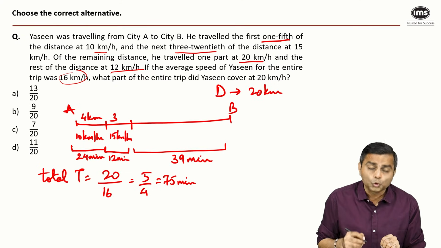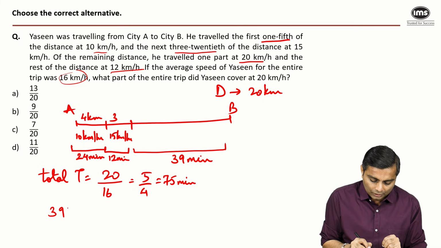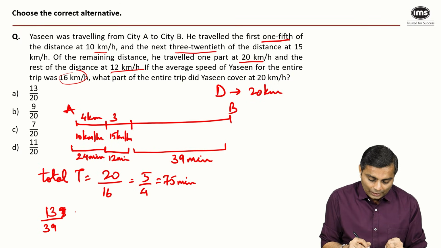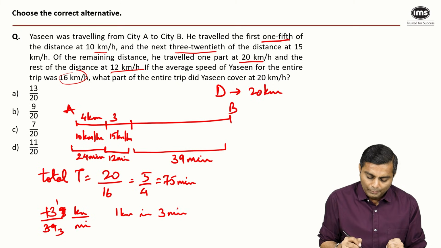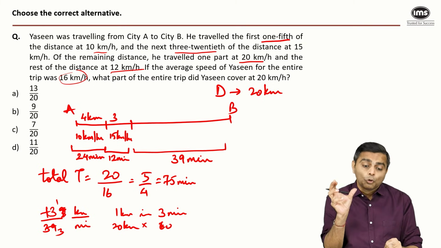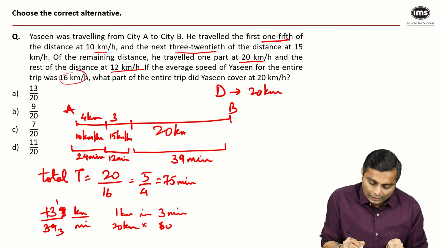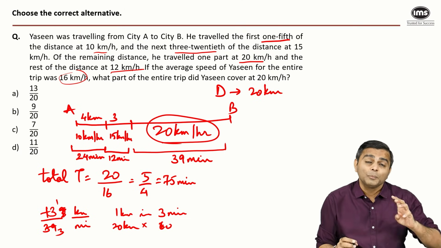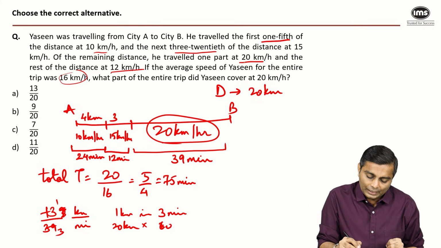Correct? So he needs to cover 13 kilometers in 39 minutes. That is 13 kilometers in 39 minutes, so 1 kilometer in 3 minutes. If I multiply this with 20, I'll get an hourly rate, which means this is 20 kilometers in 60 minutes. So he has to go at a speed of 20 kilometers per hour to make up the final stretch in 75 minutes, which means he has to cover this whole stretch at 20 kilometers per hour.